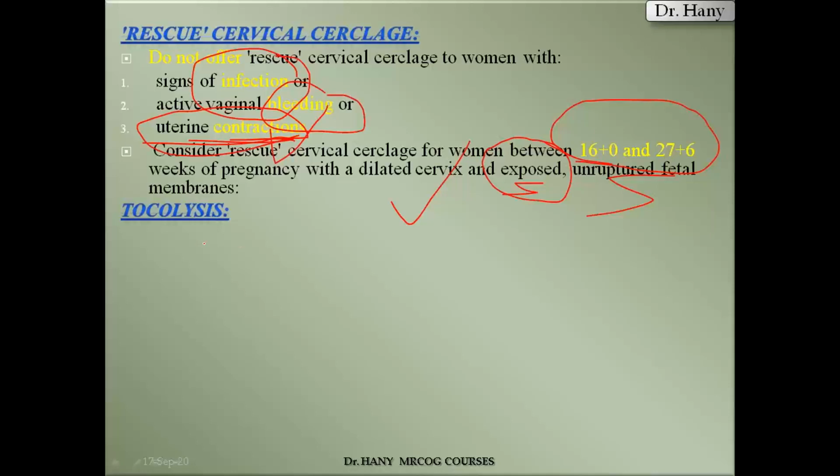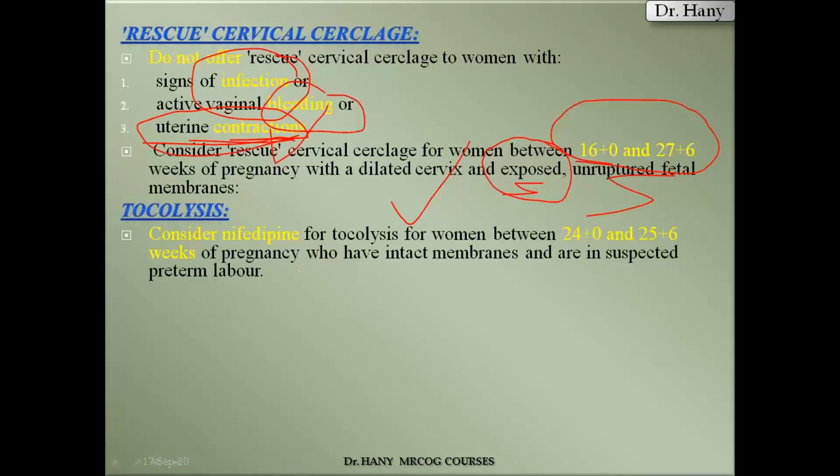When to offer tocolysis? Nifedipine is the best tocolysis. For a woman between 24 and 25 plus 6 weeks of pregnancy, you can consider giving nifedipine, for a woman with intact membranes. No tocolysis with ruptured membranes, and in suspected preterm labor. So a woman in suspected preterm labor with cervical changes, you will offer nifedipine tocolysis.